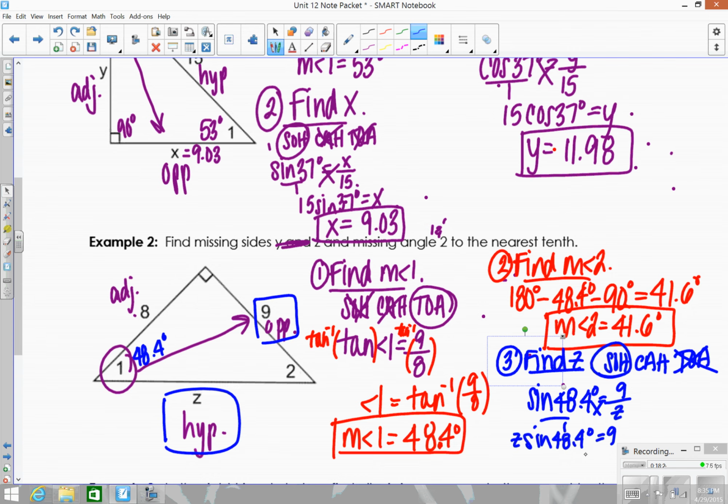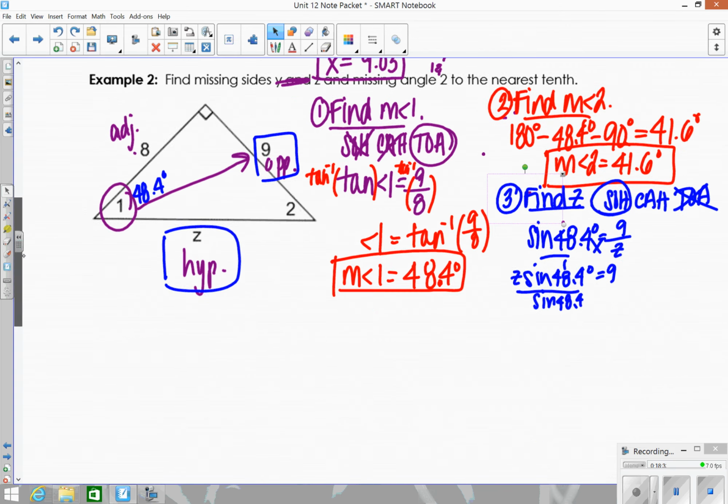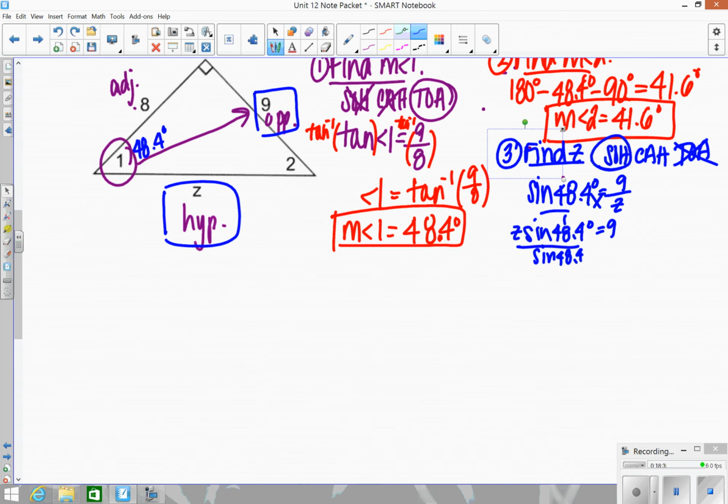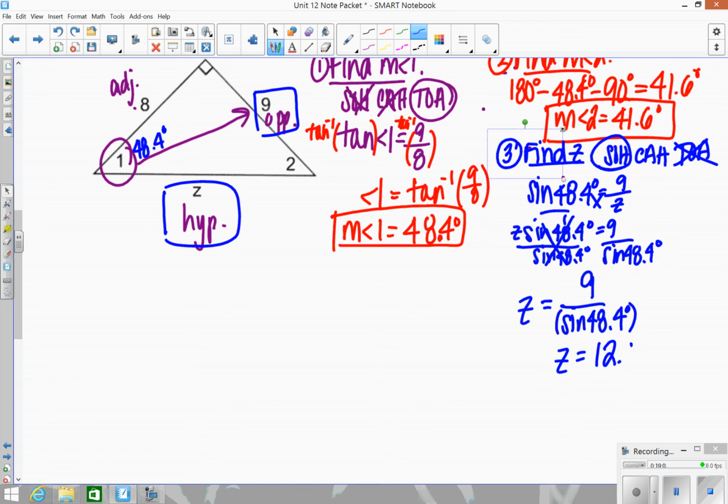And then we're going to divide both sides by sine of 48.4. So those cancel, and we get z equals 9 divided by sine of 48.4 degrees. So then we put that in our calculator. Make sure you put the sine in parentheses. And when you do that, for z, if we round to the nearest tenth, we get 12.0. So that's the length of z.